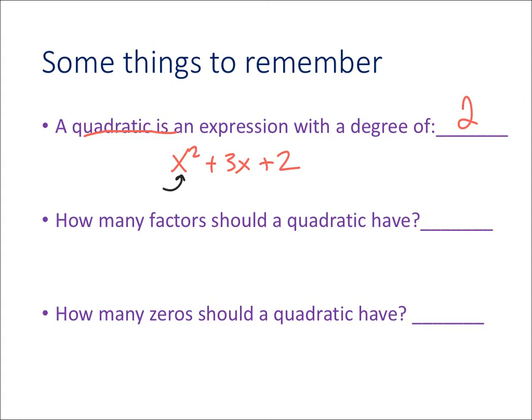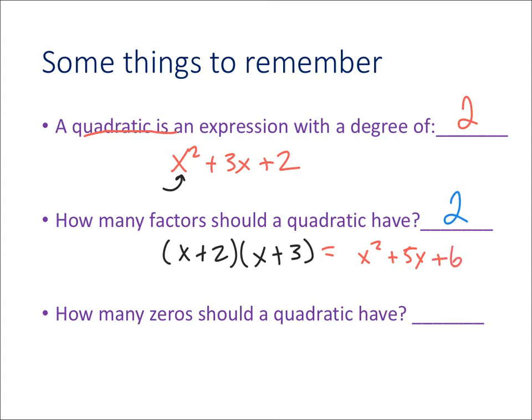Now, going off of that idea, the question is how many factors should a quadratic have? And the answer to that is 2. If I have x plus 2 times x plus 3, and if I was to have you FOIL that, you would end up with x squared plus 5x plus 6. And so the idea there is that when we have a quadratic, we're only going to have 2 factors. We're going to have one factor here and then another factor there, because you think about it, x times x is going to be x squared, and that's quadratic.